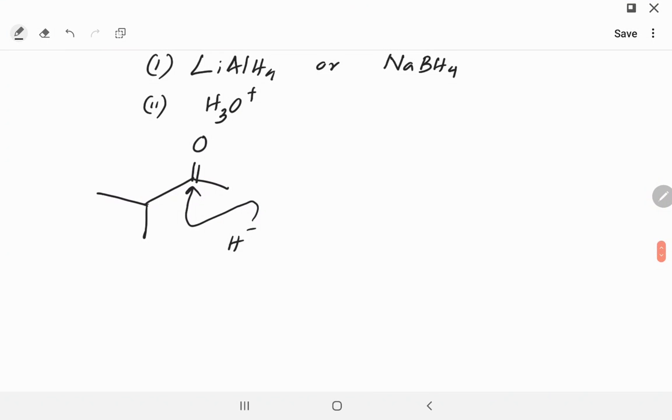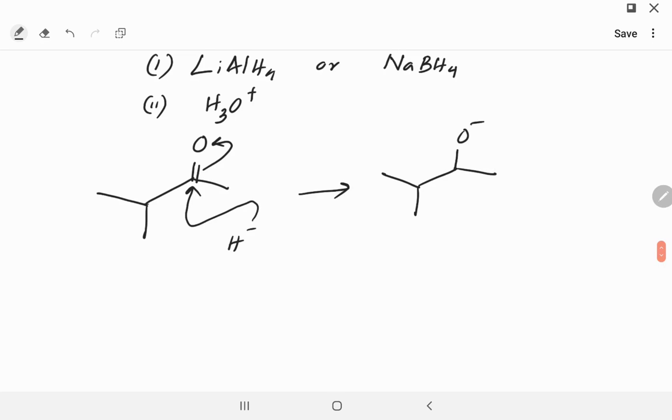Okay, which is an electrophilic carbon, and then it will break onto oxygen, giving you an alkoxide ion. So everything is unchanged other than the carbonyl carbon hybridization, and it will also add a hydrogen.